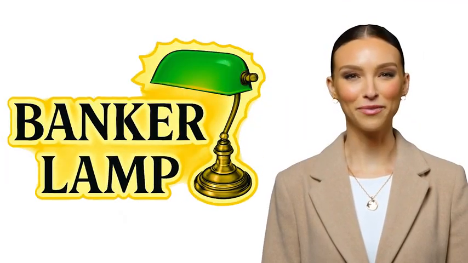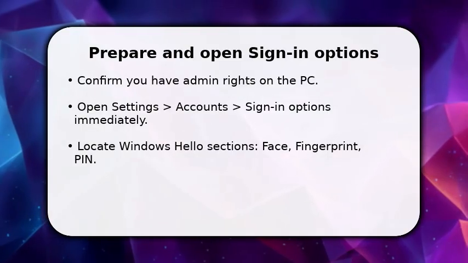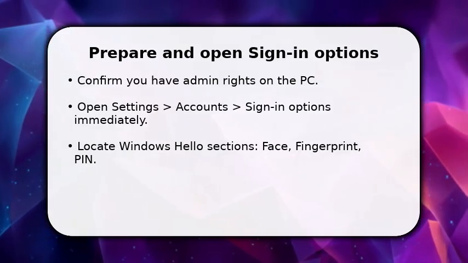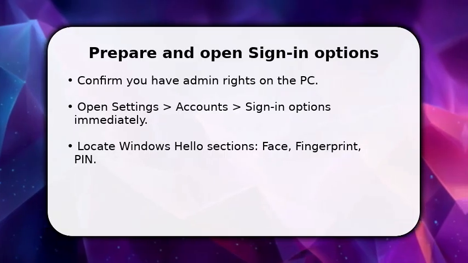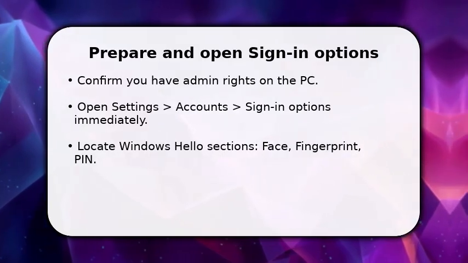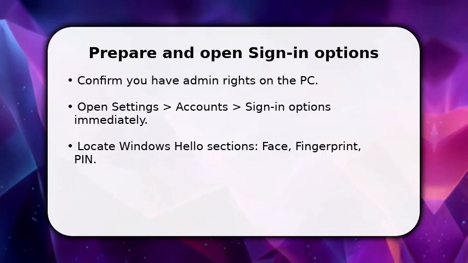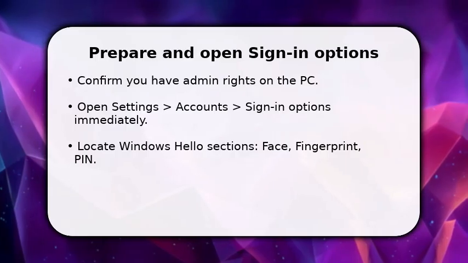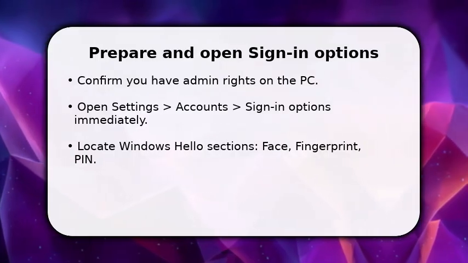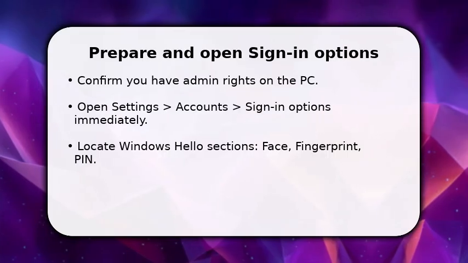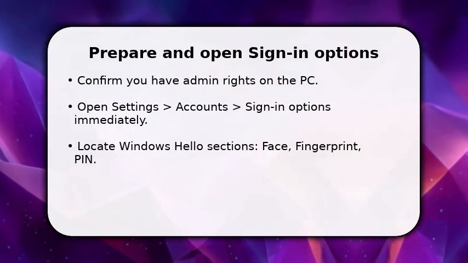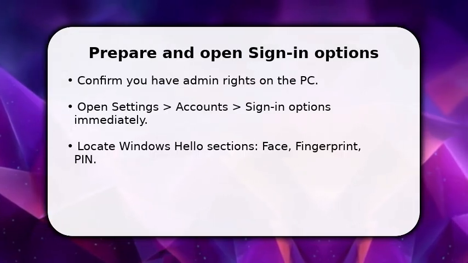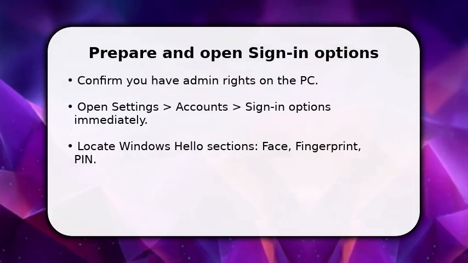Please enjoy the video. You start by making sure you're signed in with an administrator account because disabling sign-in options can be blocked for standard users. Once ready, open Settings, go straight to Accounts, then Sign-in options so you're at the right controls. You'll see Windows Hello entries, face, fingerprint, and PIN, which you'll target. Do this now because it puts all relevant toggles and remove buttons in one view. This reduces confusion when you move to remove each authentication method.